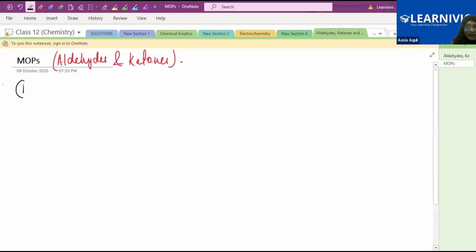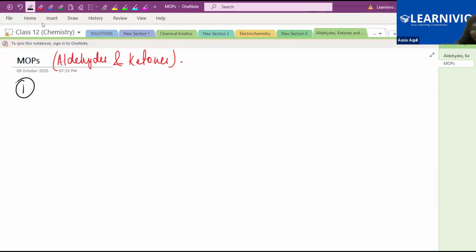First method. In this, I am just dividing the methods of preparation into three parts. First we will only discuss the methods of preparation of aldehydes only, those reactions which are only for the preparation of aldehydes. Second, हम देखेंगे the case of the methods of preparation of ketones only, and third देखेंगे for both, those reactions which work for both.